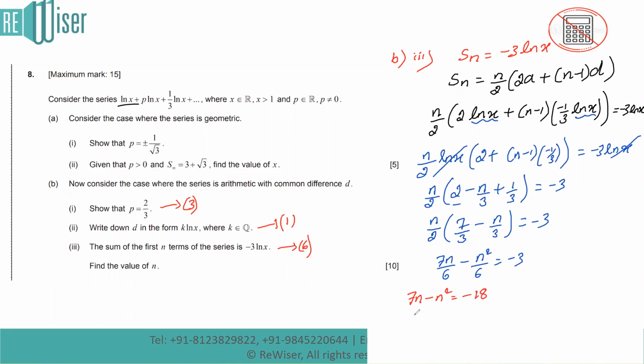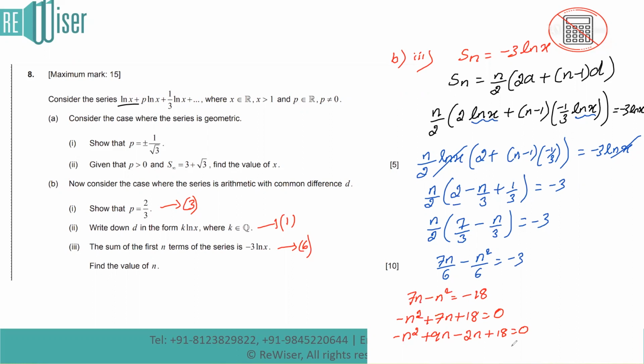When these things come to the left-hand side, and I arrange it in the form of a quadratic, I'll be having minus n square plus 7n plus 18 is equal to 0. And I can separate it with 9 and 2. So I can write it as minus n square plus 9n minus 2n plus 18 is equal to 0.